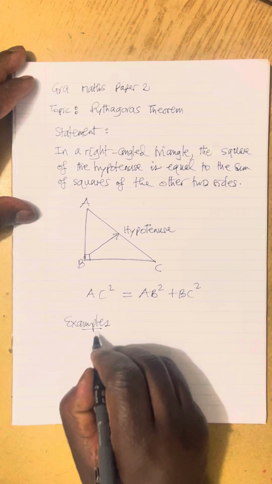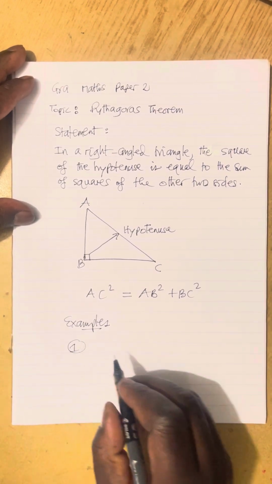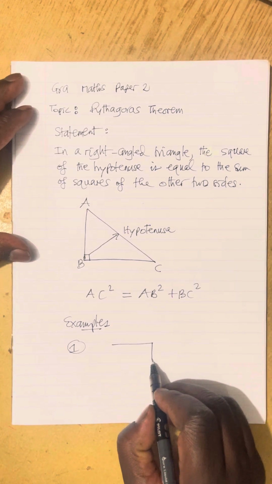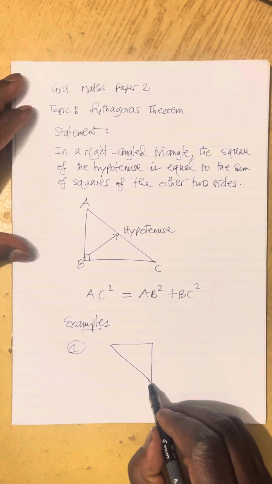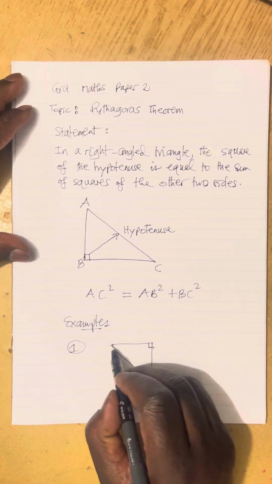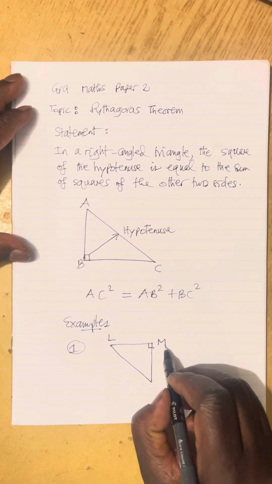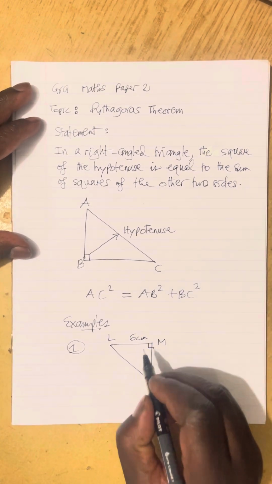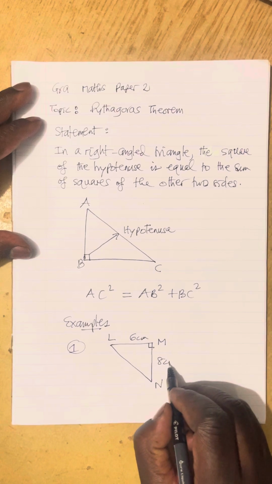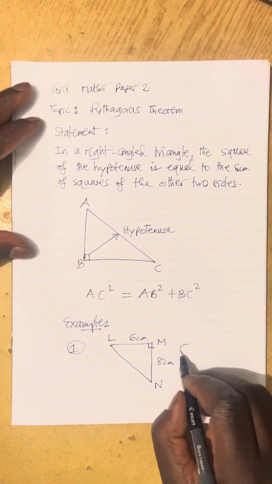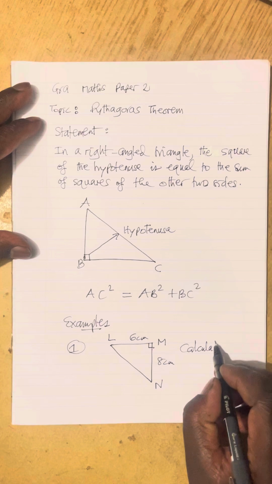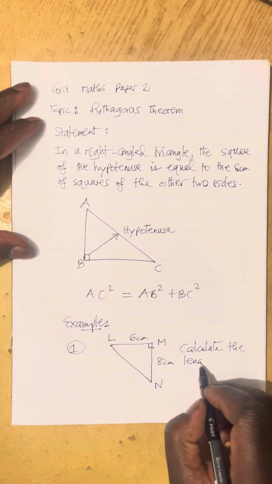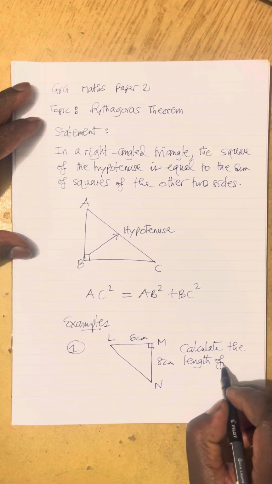This is going to be a very short video. Number one, suppose you're given a triangle that looks like this, and you're told that this angle is 90. This is triangle LMN, and you're told this is 6 centimeters, and you're told this is 8 centimeters. The question is calculate the length of LN.